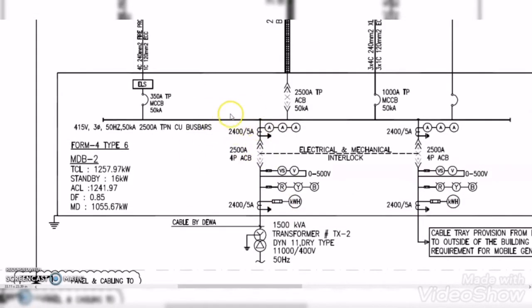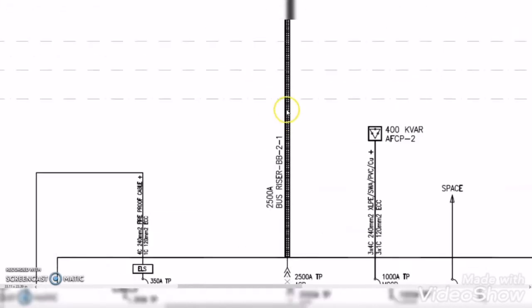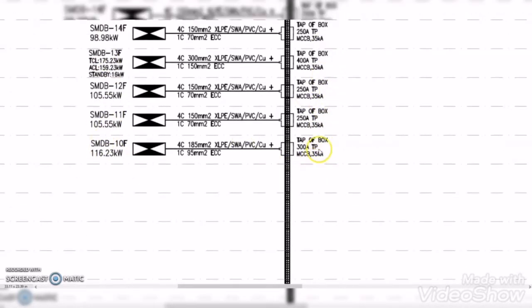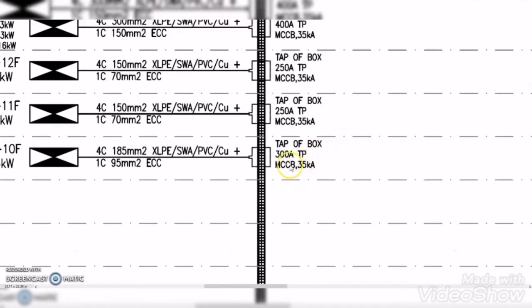If we check the outgoing loads of these MDBs, we will find that the breaker short circuit current capacity is given as 35 kiloamperes for SMDBs. It means that at the SMDB level, the maximum prospective short circuit fault current is 35 kiloamperes or less.